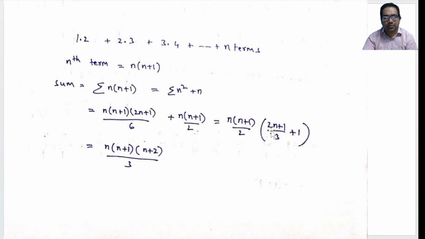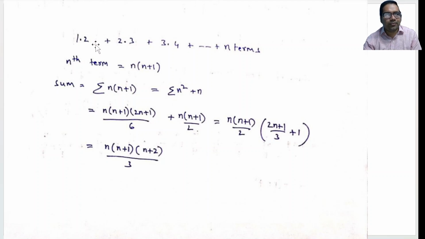Here this part becomes 2n plus 1 plus 3, 2n plus 4. Then we can take 2 common, 2 into n plus 2. That 2 and this 2 we can cancel. So we'll be left with n into n plus 1 into n plus 2 by 3. So this is the final answer.